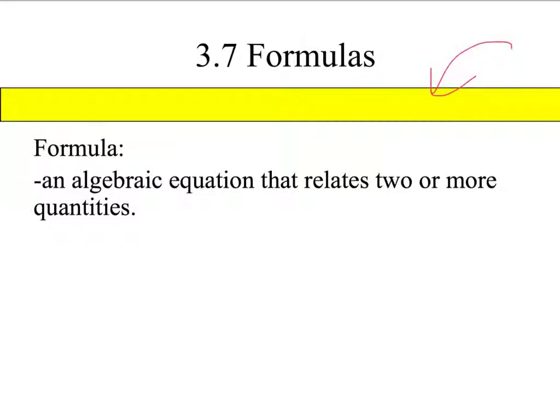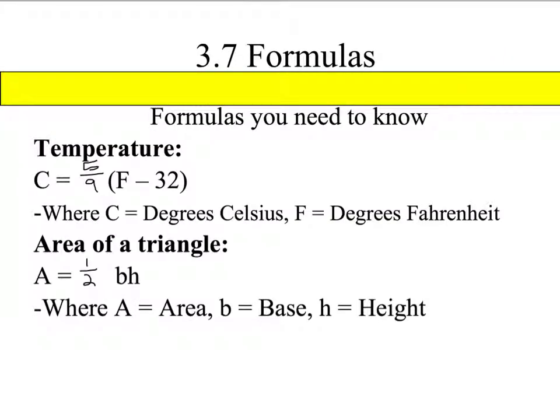Some formulas that you have seen in the past: area we've talked about, perimeter we've talked about. We're going to talk about area today, about different shapes. But also maybe in science you've talked about converting Celsius to Fahrenheit or Fahrenheit to Celsius. We're going to talk about that today as well, and other formulas. So I want you to write down a couple formulas that I really want you to know. One is the temperature formula, another is the area of a triangle. Please pause now and write these down.